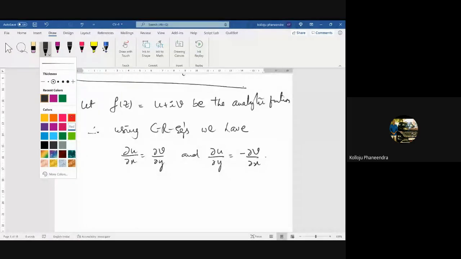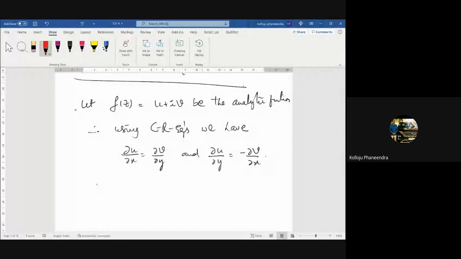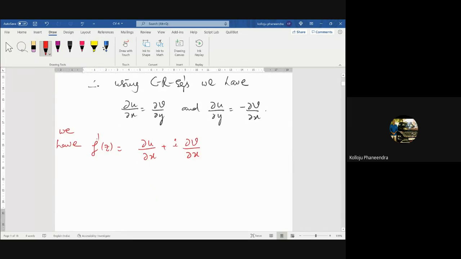Then you take f dash z. F dash z is what I told you already. F of z equal to u plus iv. F dash z means take the differentiation either with respect to x or with respect to y. So I'm taking with respect to x. We have f dash z equal to dou u by dou x plus i into dou v by dou x. Now the condition is point A.